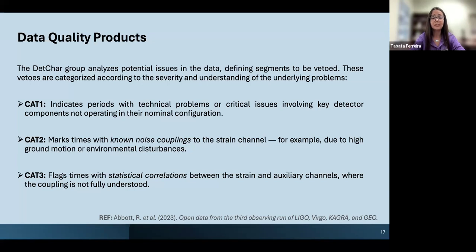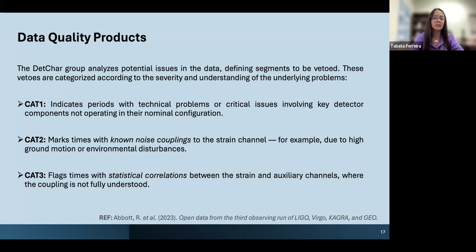For example, we have category 1, or CAT 1, which indicates periods with technical problems or critical issues involving key detector components not operating in their nominal configuration. In other words, we should not use the data during this time. CAT 2 marks times with known noise couplings to the strain channel. For example, sometimes we know that there are many glitches caused by ground motion, so we can categorize those times that are associated with ground motion.